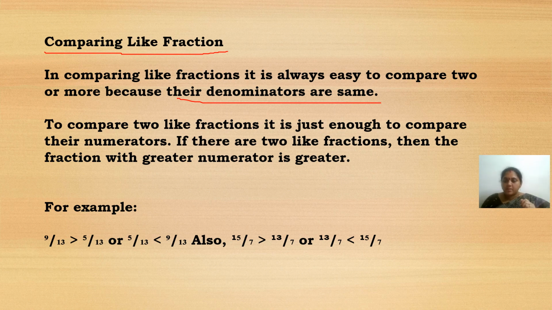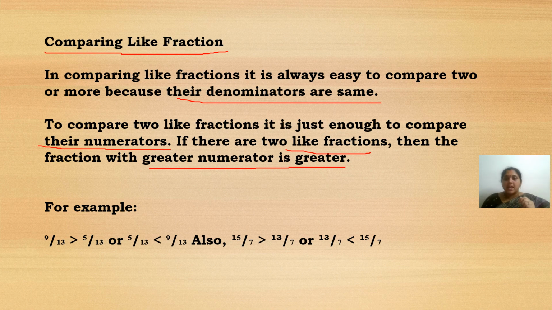The denominators will be equal, so it is very easy to identify our fractions, which is the greater fraction and which is the smaller fraction. Now, to compare two like fractions, it is enough to compare their numerators. We can compare only the numerators and identify which is the greater fraction. If there are two like fractions, then the fraction with the greater numerator is greater.